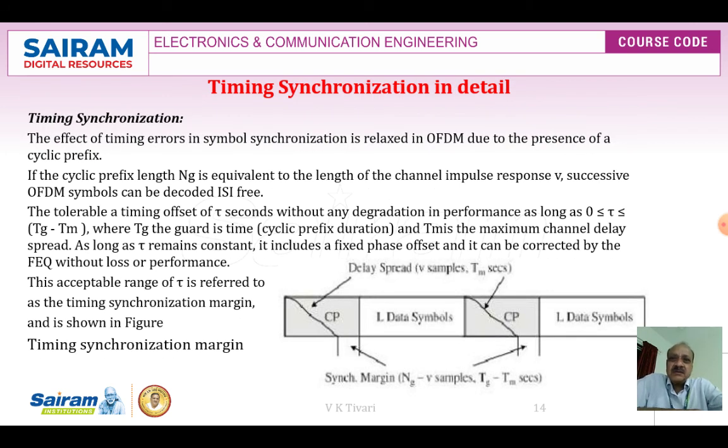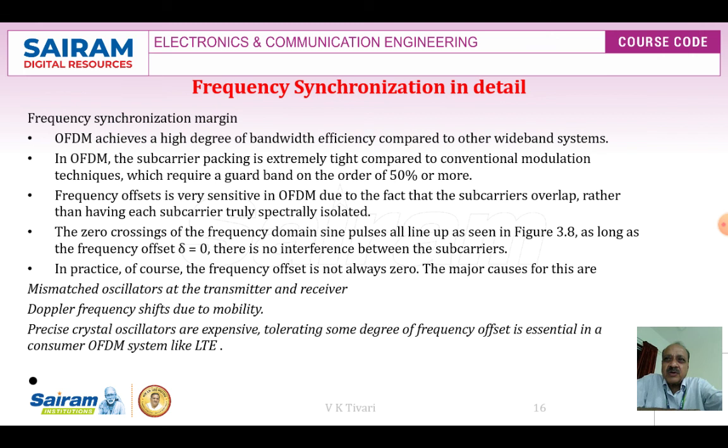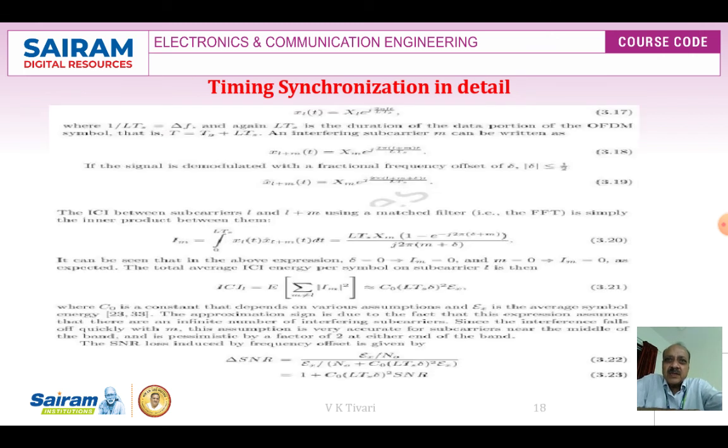You can see how timing synchronization is done. We have L data symbols, which are prefixed with the delay spread, and a delay margin is also put at the end. The cyclic prefix is nothing but the delay spread, which we put as a gap between two data symbols. The same conclusion applies to frequency synchronization in LTE also. That's all.